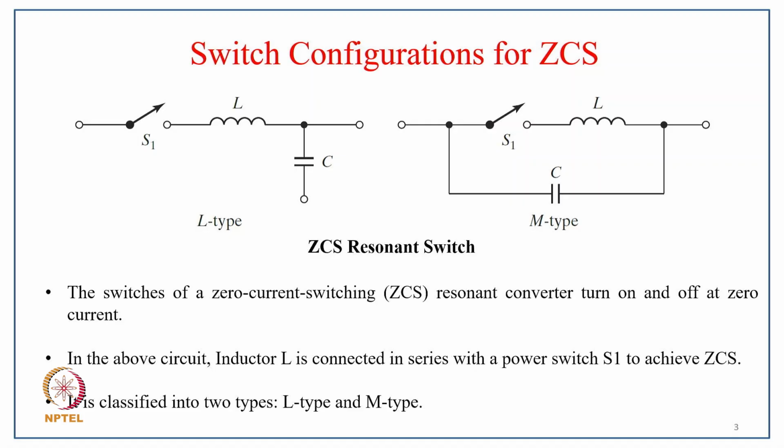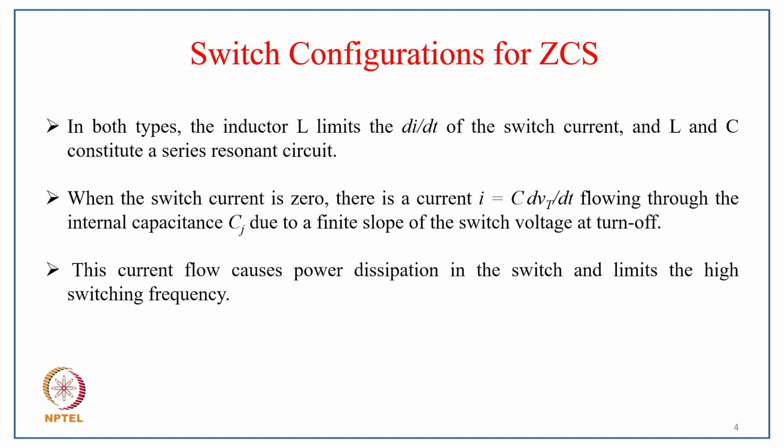And if in the above circuit, L is connected in series with the power switch S1 to achieve ZCS, and capacitance is connected in shunt, we call it L type of resonant switch. And if the capacitance is connected in parallel with inductor and switch, then we call it M type resonant zero current switching switch.